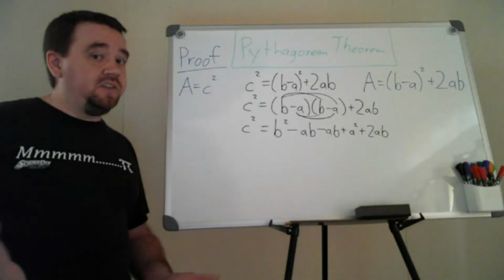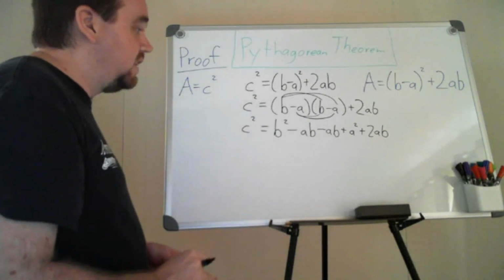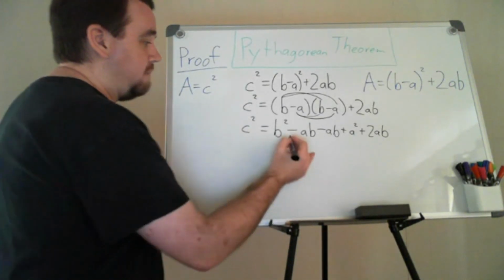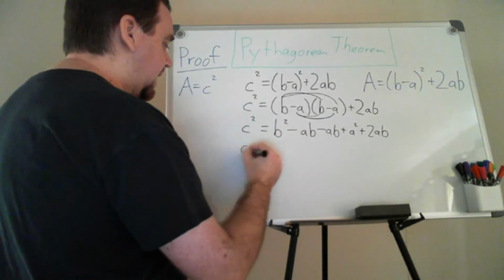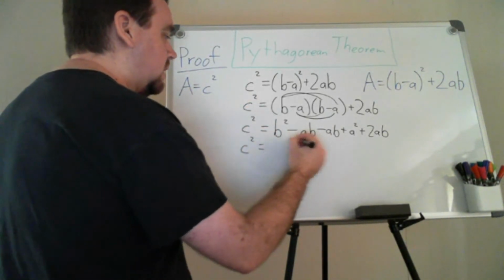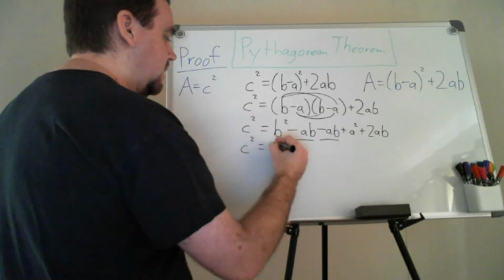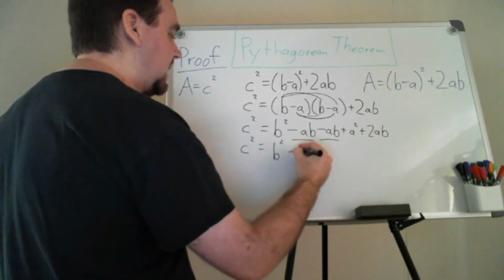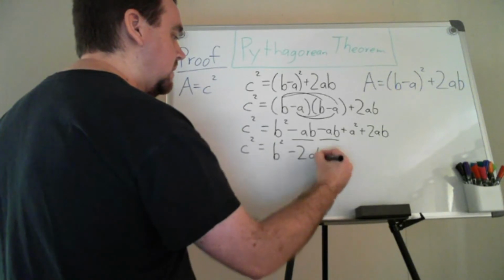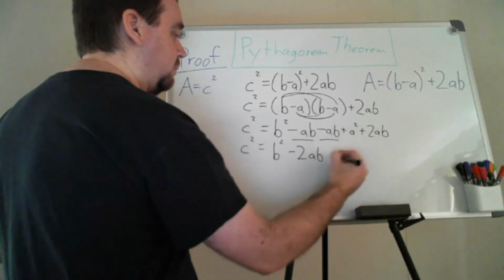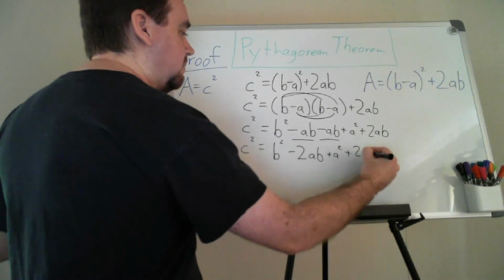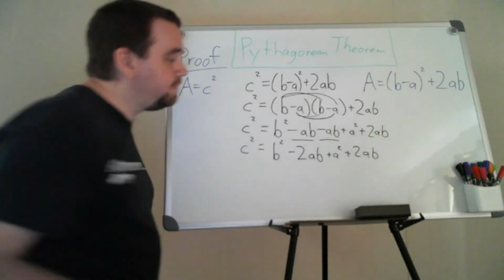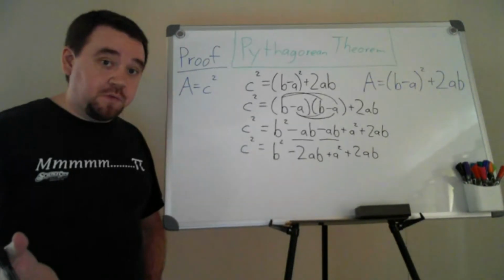And we still want to clean this up a little bit. Notice how I've got the same terms here. I've got a minus AB and a minus AB. I have two of them. So what I really have is C squared, I guess I'll underline them there, equals B squared minus two of them, minus 2ABs. And then let's bring down my leftovers, plus A squared plus 2AB. And then hopefully you're seeing where we're going with this.